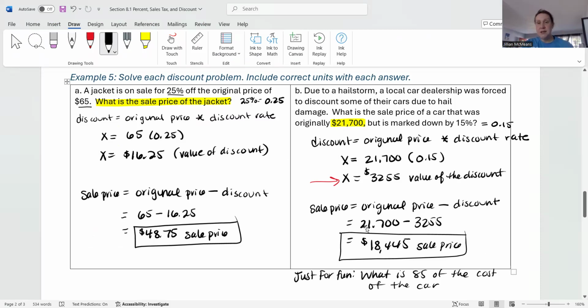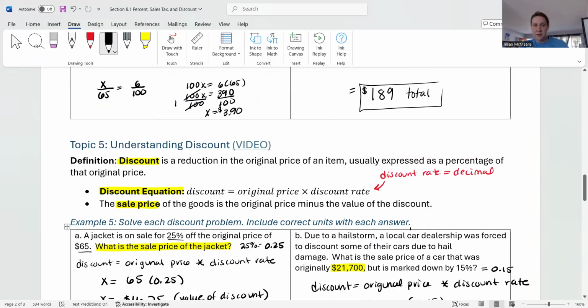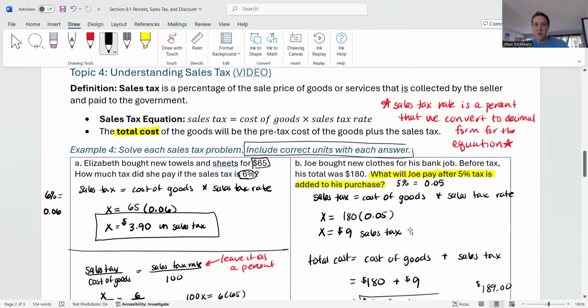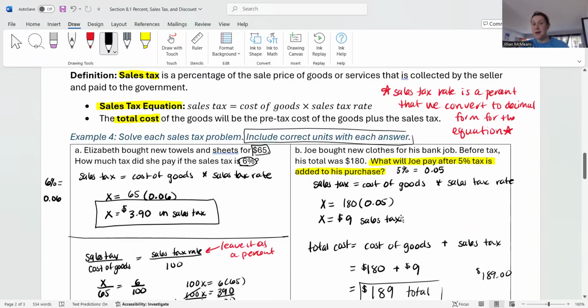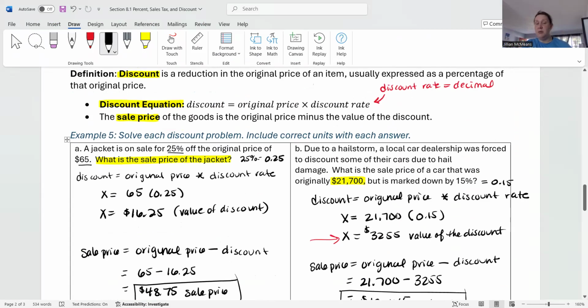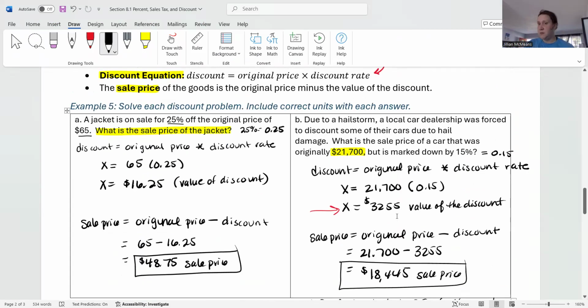So anyway, that is sales tax. That was topic 4. Oops. That's sales tax, and then now discount. With these problems, I would encourage you to use the equation method, not necessarily the proportion method I showed you, for example, for part A, but you could use the proportion method. Just make sure you answer the question that's being asked. If they want a sale price versus a total price with sales tax, make sure you answer that. So just read your questions very, very carefully.